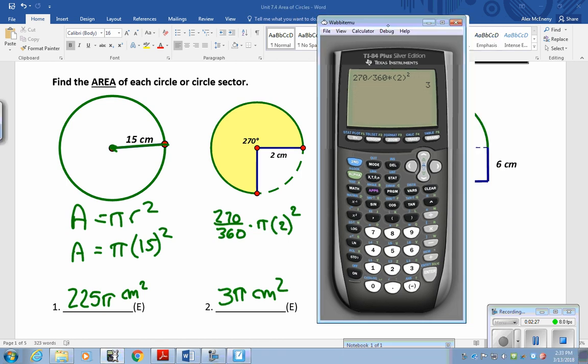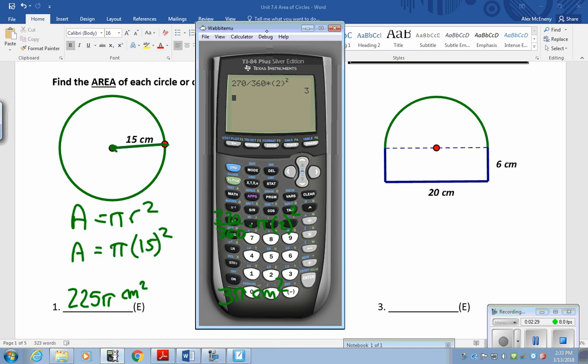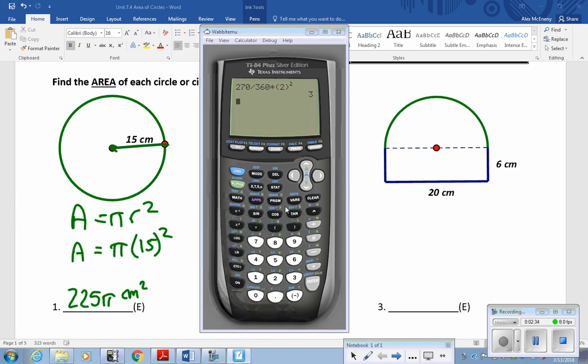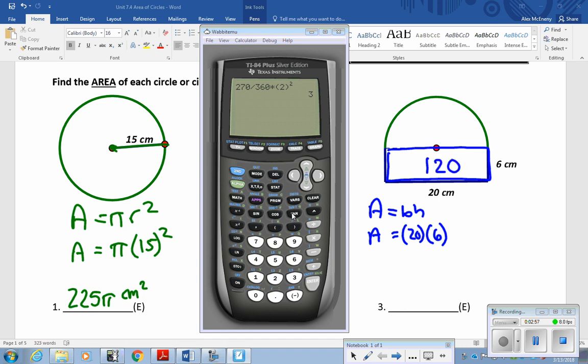Now the last question we're going to look at is question 3. And this one has a composite of 2 shapes. So you'll notice that in this shape we have a rectangle, which we'll use the formula base times height. And we actually have both of those values. So we have 20 times 6. So the area of that rectangle is going to be 20 times 6, which is 120.